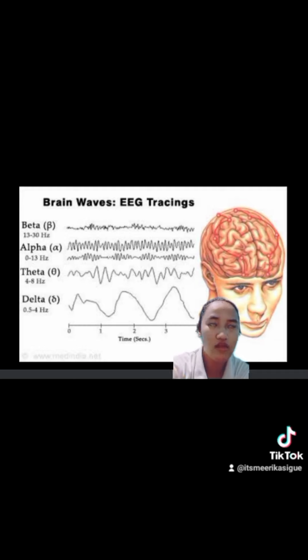Next is the delta. Like in theta waves, they also observe daydreaming and drowsiness. But in babies, it occurs in deep sleep and is also used to determine brain diseases. This is recorded in the cortex region.